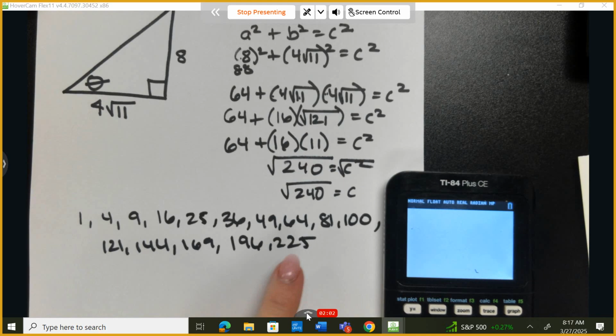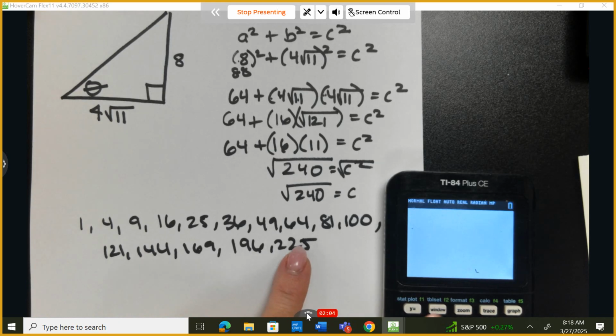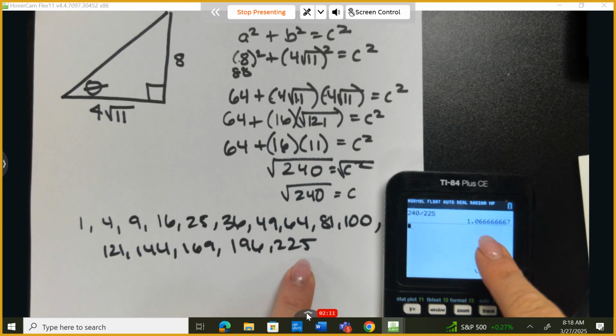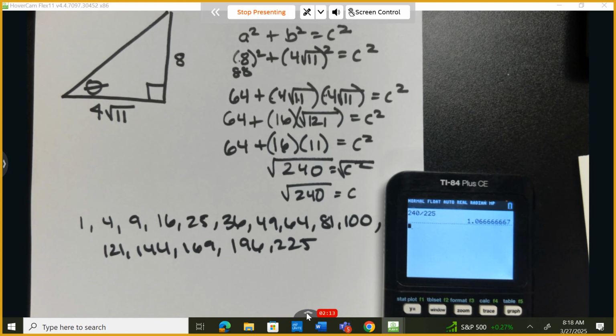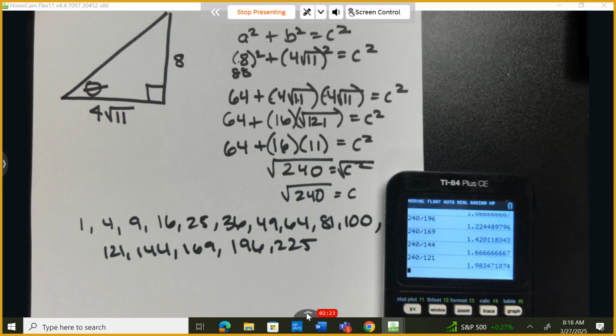To correctly break it down, you're always going to start with the largest number and work backwards. So I'm going to go 240. Please do this with me. I'm going to divide by 225. If I don't get a nice whole number, it doesn't work. So 240 divided by 196. That doesn't work. 240 divided by 169, no. And sometimes when I rush, it's easy to make a mistake. So if you see me type in a number wrong, just please let me know.